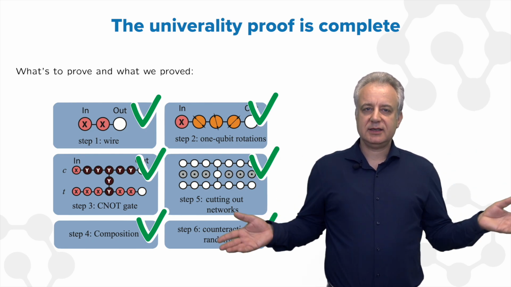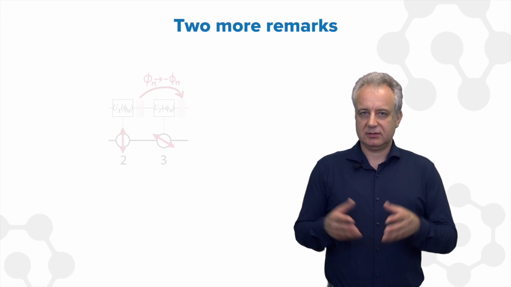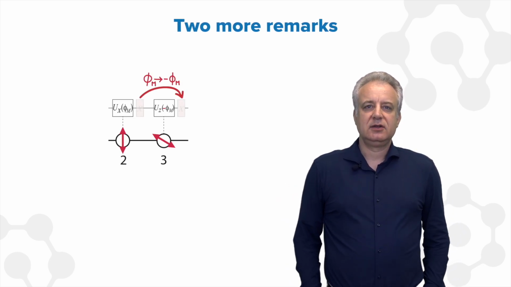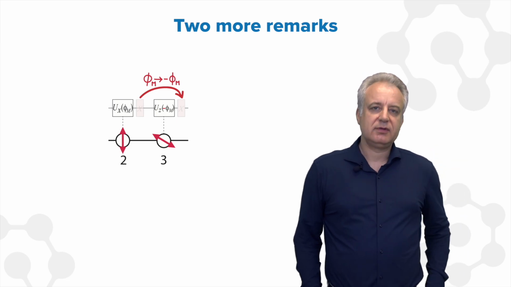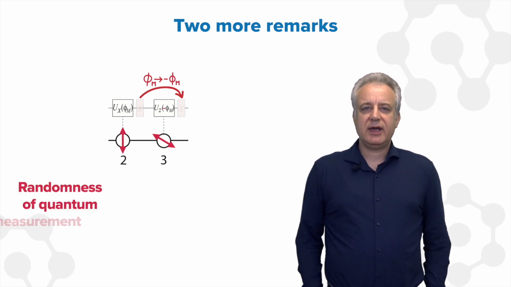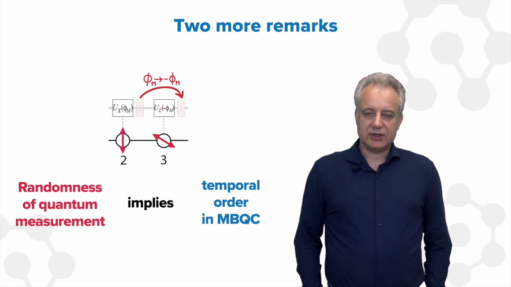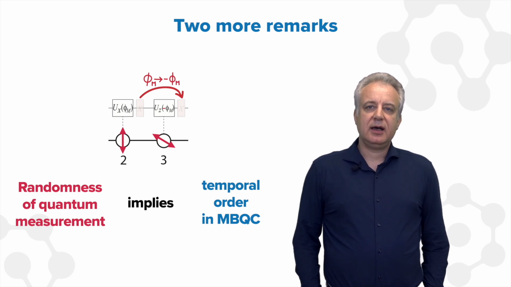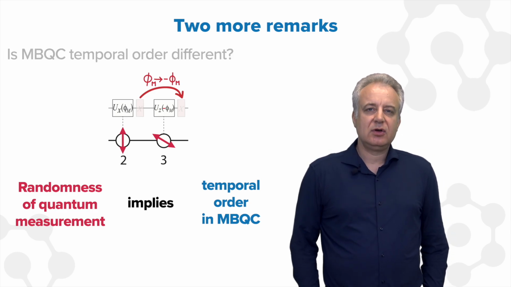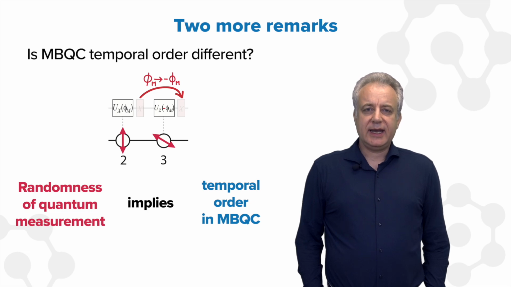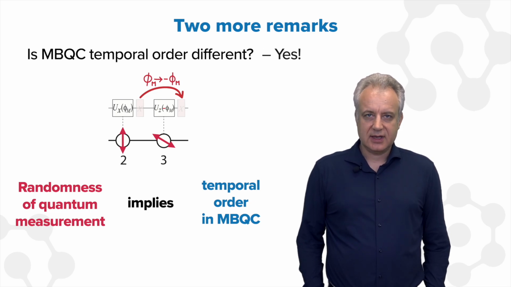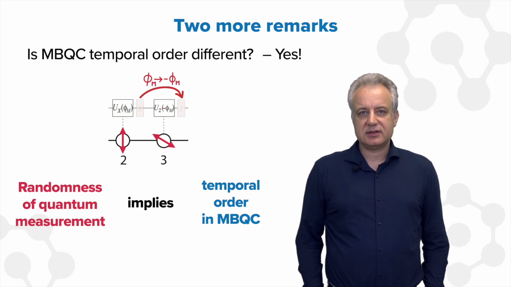So we would basically be done, but I want to make two more remarks. This is what I already said, but it is kind of an important point to make here: the randomness of measurement determines the temporal order in measurement-based quantum computation. And now you may wonder, is this order any different from the circuit model temporal order? And yes, it is. Let me tell you why this is so.